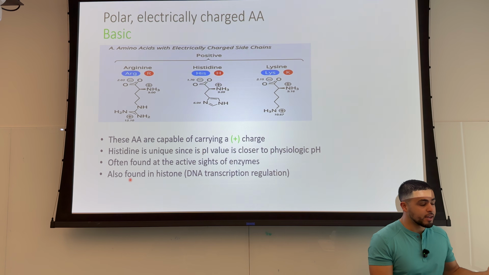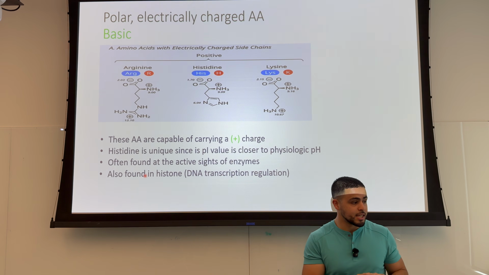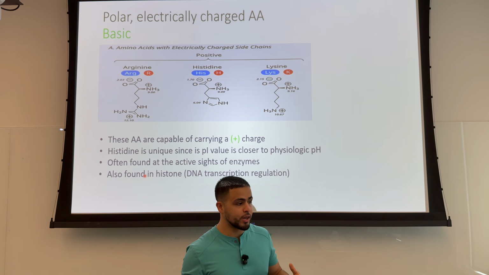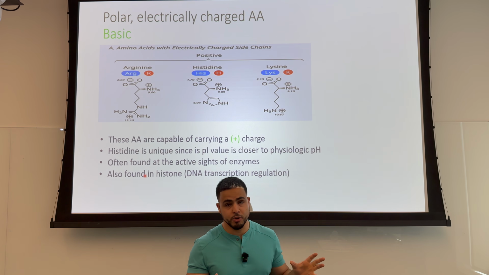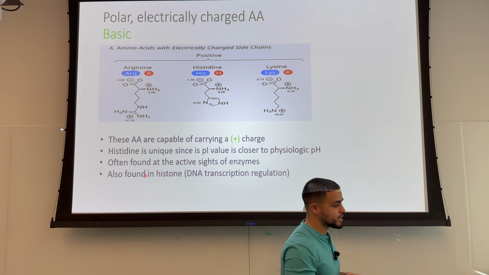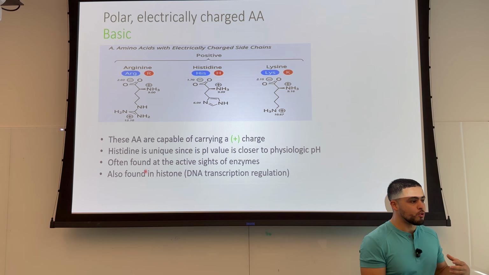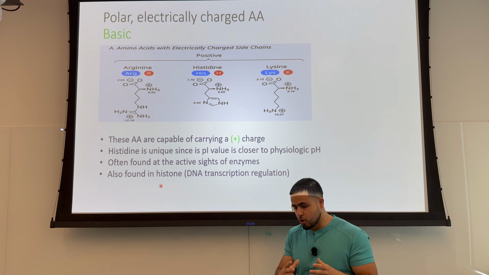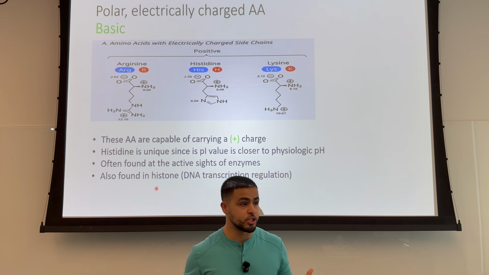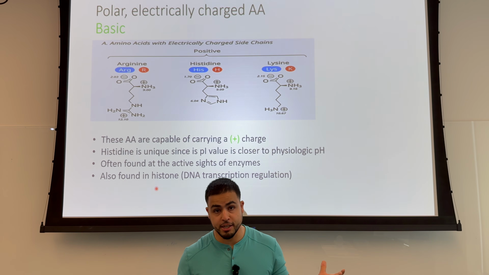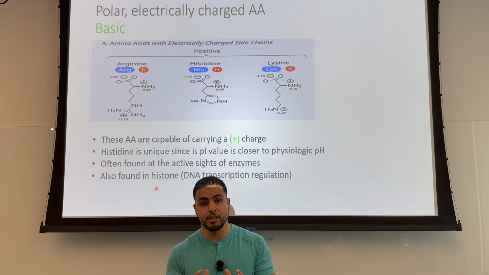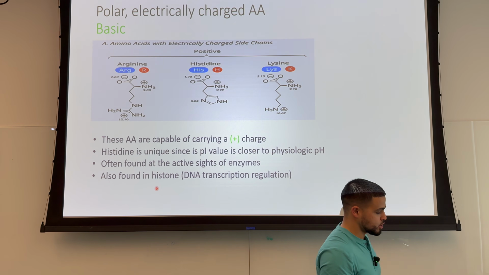And then you can also find these amino acids in histones. Histones are proteins involved in DNA transcription regulation. We'll talk about this in more depth when we talk about DNA replication and other aspects of DNA. But for now, just know that because DNA has an overall negative charge, histones contain amino acids that can carry a positive charge, such as lysine, arginine, and histidine. And so that positive charge in histone can interact with DNA and regulate its transcription.